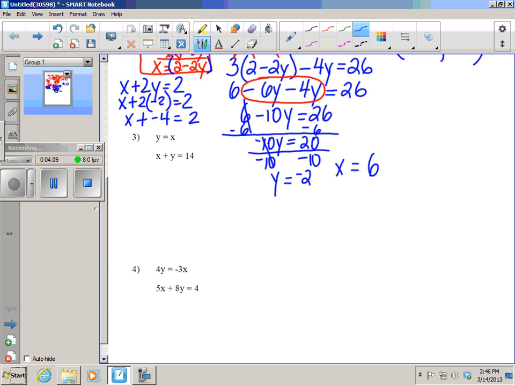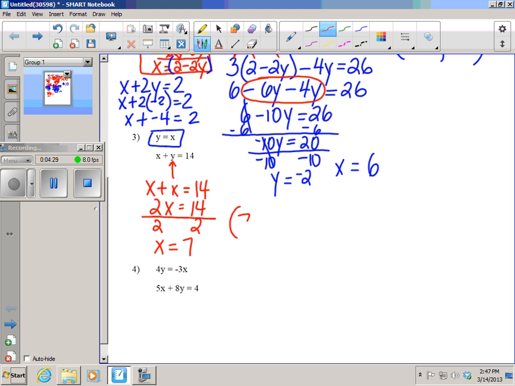Example number 3 says y is equal to x for this one. So wherever I see a y, I'm going to put an x. So I have x plus x equals 14, which means I have 2x equals 14. Divide both sides by 2, and I get that the x coordinate is 7. So I have (7, something). So what plus 7 is going to give me 14? That answer is 7, and it's also because x and y are the same value. So that was an easier example.